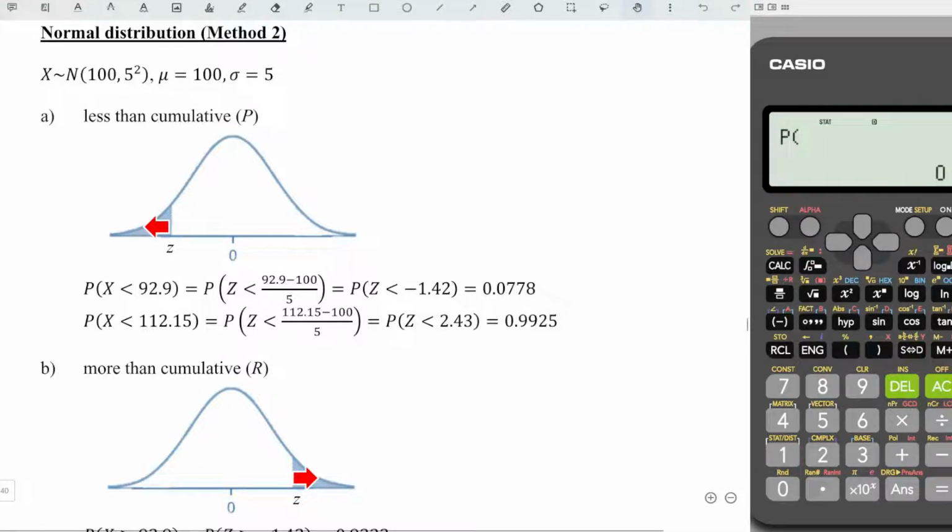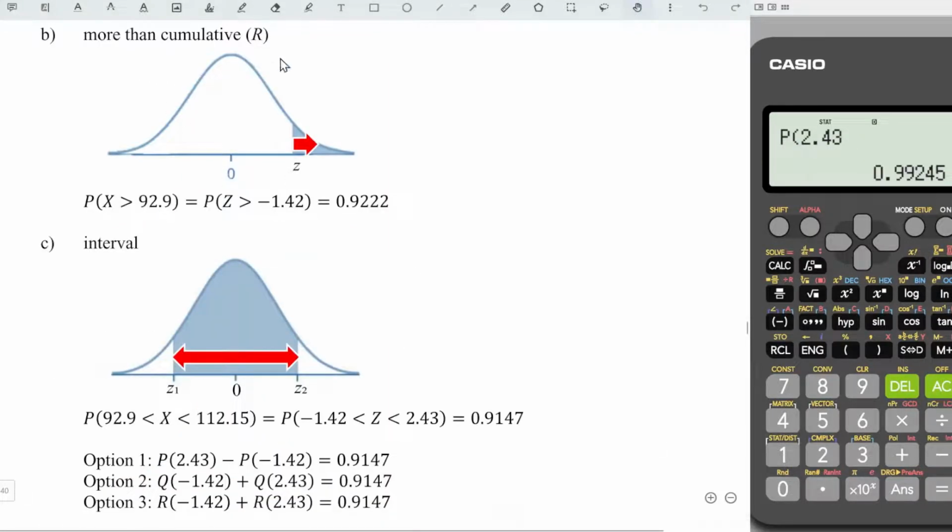And we should enter the standardized value, which is x minus mu divided by sigma. So we have negative 1.42. Press equal and we should obtain the correct probability. And for the second example, also shift 1, distribution number 5, and we want P for less than cumulative. And this time we have positive value 2.43. Press equal and we should obtain the correct probability rounded to the nearest 4 decimal places.